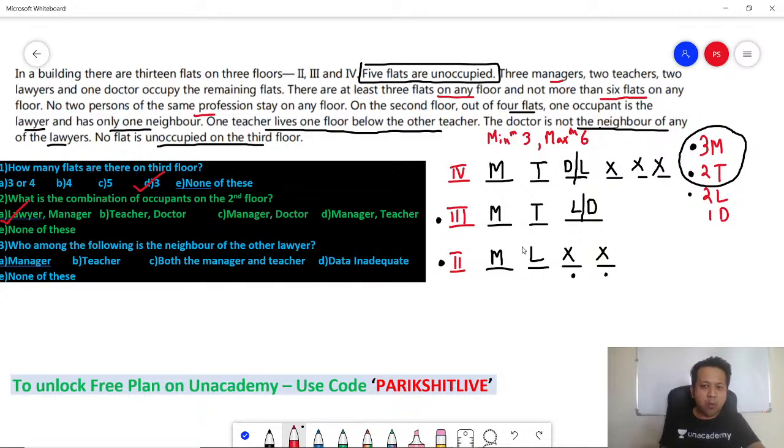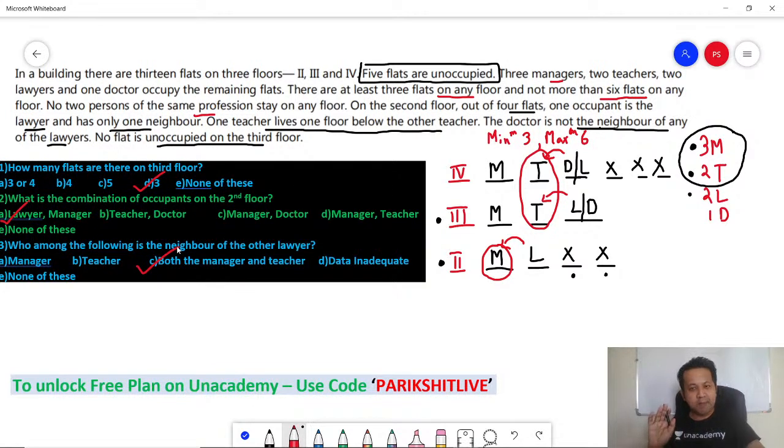Who among the following is the neighbor of the other lawyer? Remember, one neighbor of the lawyer is a manager and the other one is a teacher. Depending on whether he is on the third floor or the fourth floor, the neighbor is the same. So you either have the teacher as a neighbor of the lawyer or the manager as the neighbor. So the answer is both manager and teacher. Got it? Beautiful question. If you can answer it, you will get 5 marks. This is from the CET 2015 paper. Let's go to the next set.